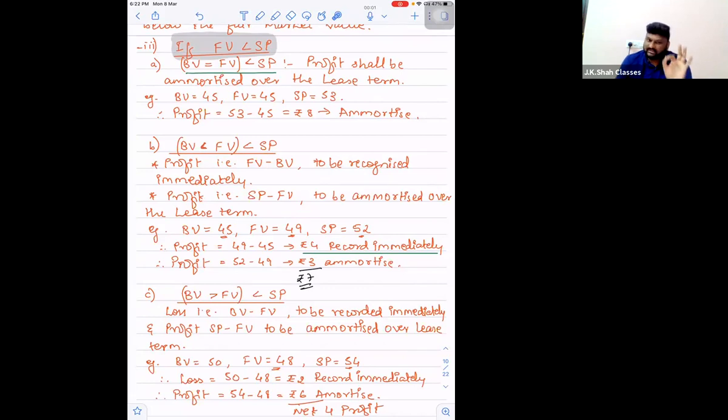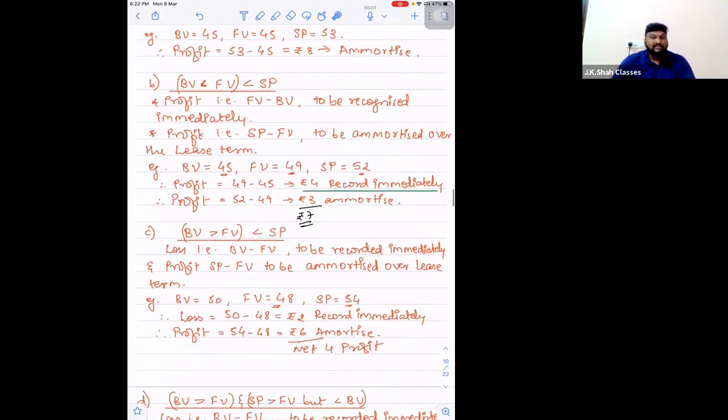So one simple rule, sir. If your selling price is greater than fair value, so please trust me, you have to calculate the profit between fair value and selling price separately, and that profit will be amortized under any circumstance. But just wait for 2 minutes. Situation number C. Here, book value is greater than fair value. Book value is greater than fair value, but selling price is greater than both of them.